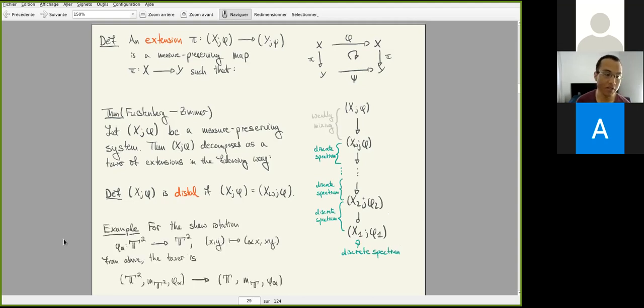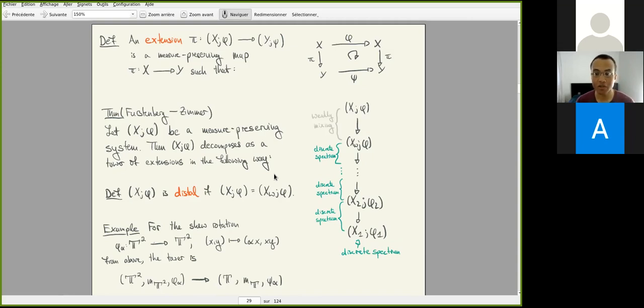Now, here's an example for what this looks like. That's, of course, the example that we've already seen. We take the skew rotation with the canonical measure, the Haar measure. And then one can ask, what does this tower look like? As for the topological setting, the tower is exactly the same. So the part here with the discrete spectrum will be the rotational factor. And then we will have here our original system, and this will turn out to be an extension with discrete spectrum, but we will get to that.